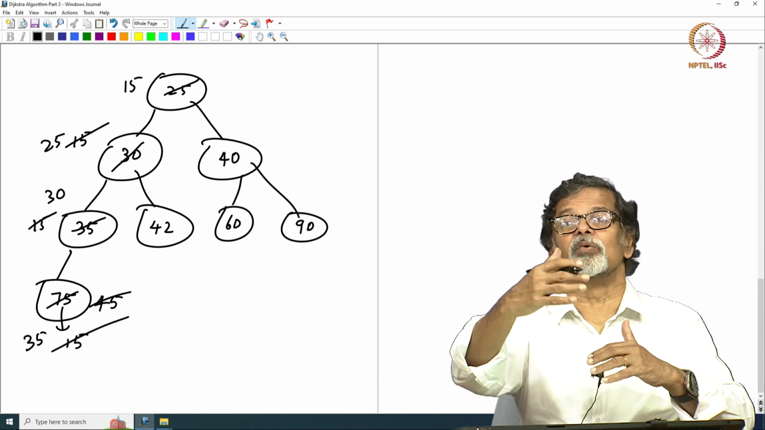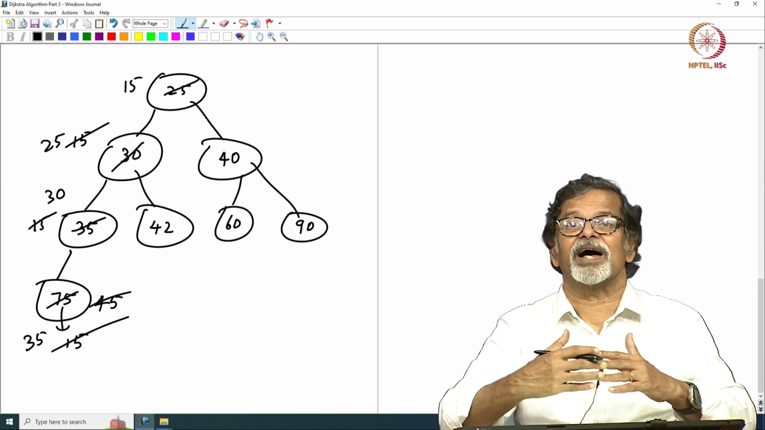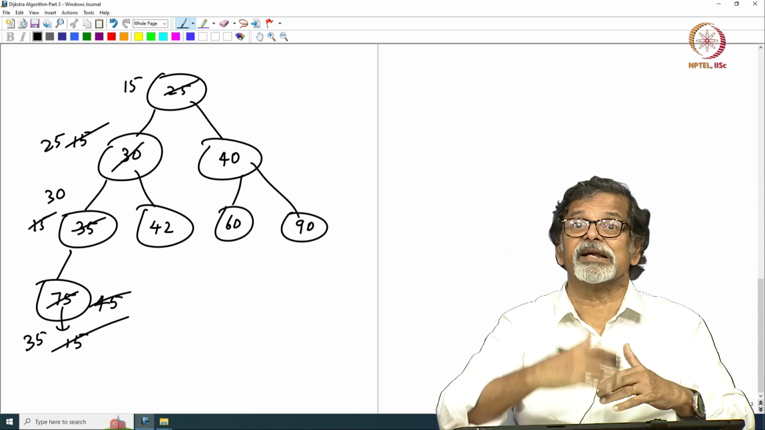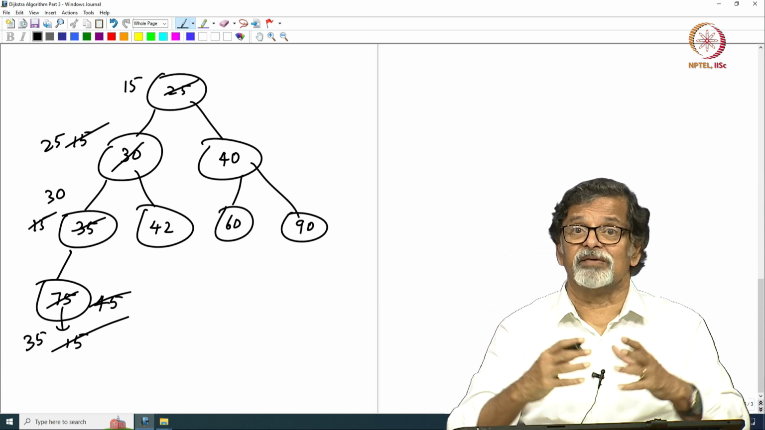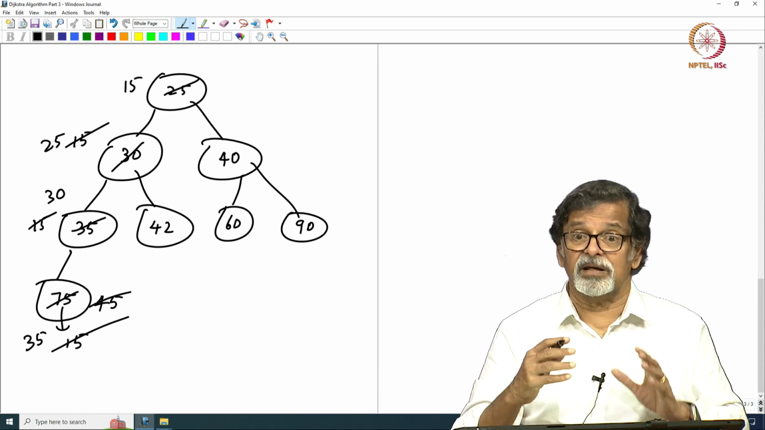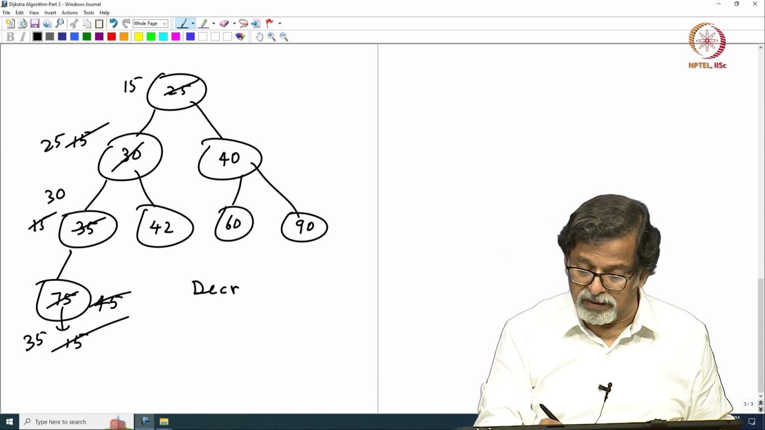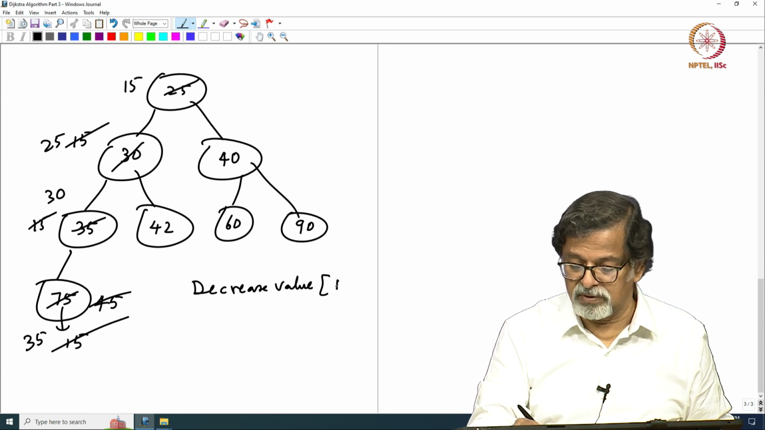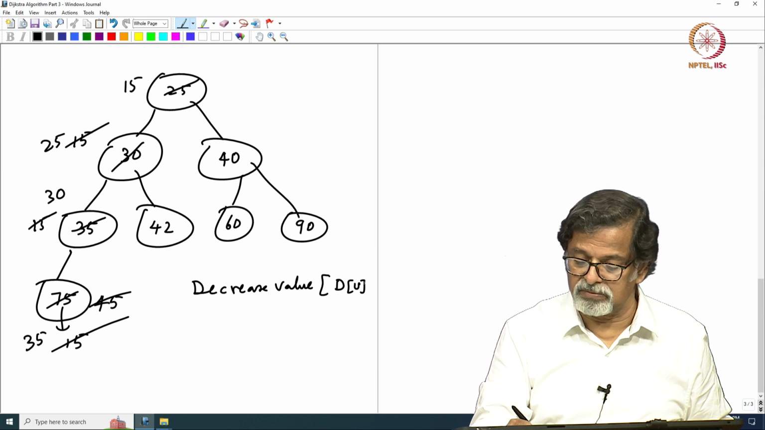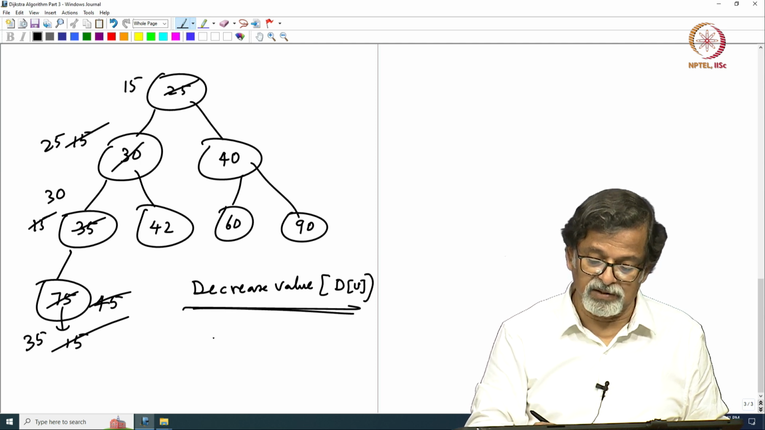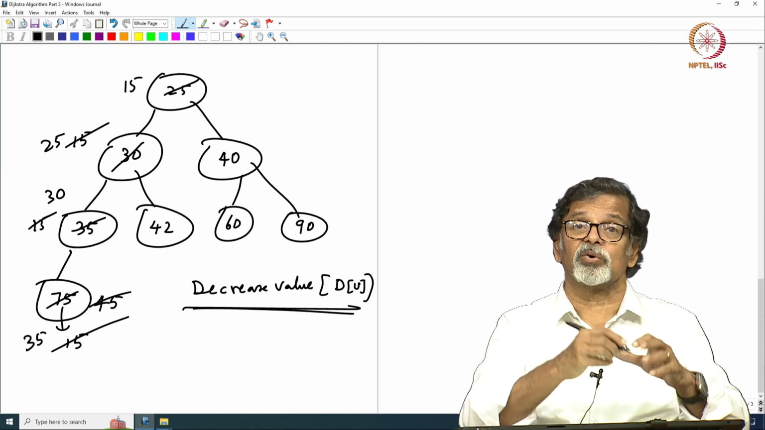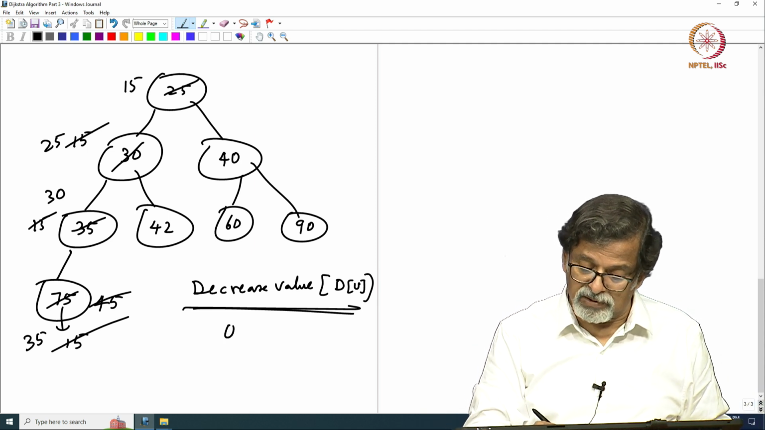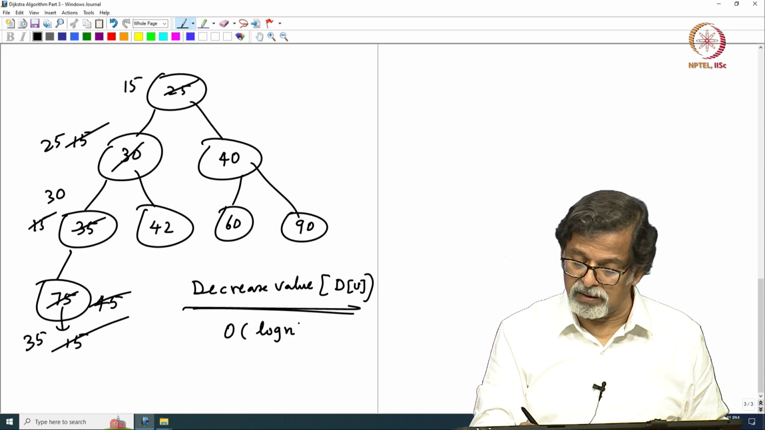So it may jump over as many times as number of levels in the tree. The journey upwards is done level by level. So the number of levels being log n, the cost of decrease value of a particular value. Suppose you want to implement this. If the values are all stored in a heap like this, the decrease value takes order log n time.